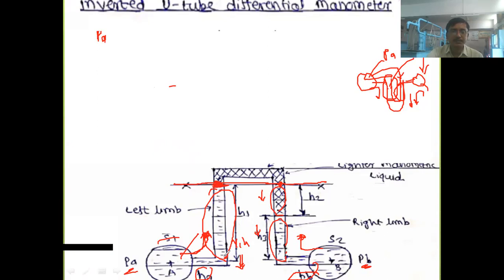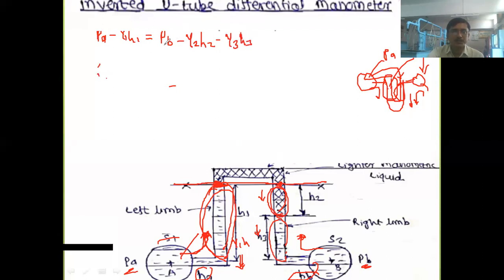And the second is the pressure intensity because of this column. It is acting in downward direction, so it can be taken as negative: gamma 1 H1. So only this much pressure intensity is there in the left limb. Now in the right limb, what are the pressure intensities at the datum? One is PB. PB is acting in upward direction, so we can take it here as positive. Second is the pressure intensity because of this column of the manometric fluid, acting in downward direction, so negative: gamma 2 H2. Similarly for liquid 3, acting in downward direction, we can write gamma 3 H3.